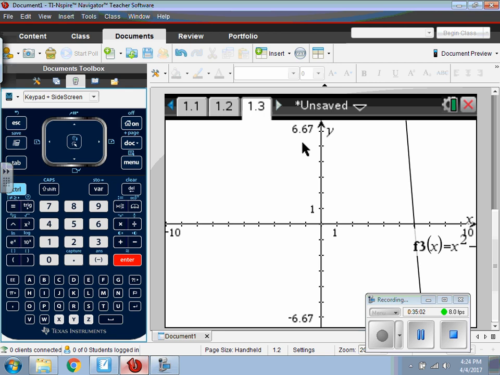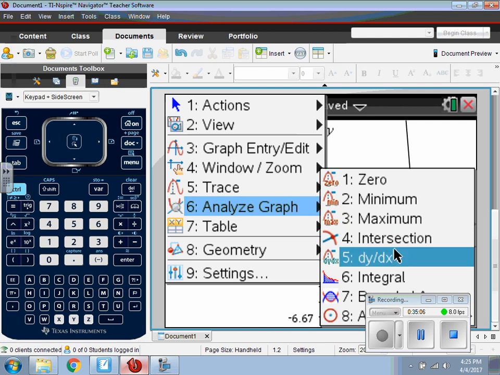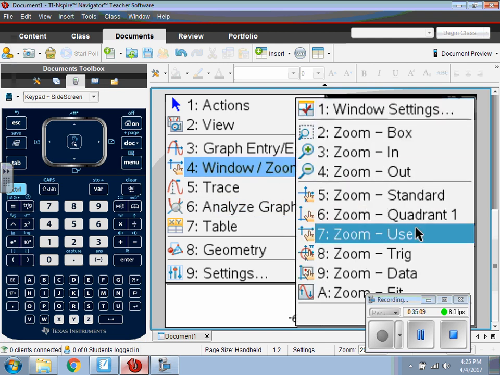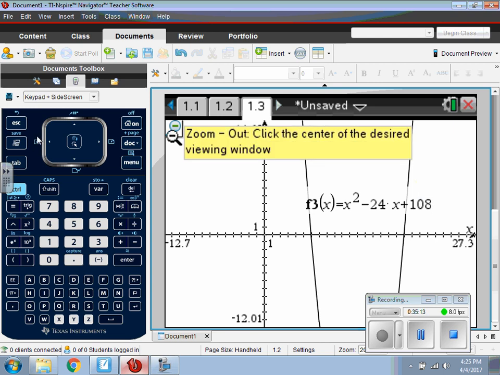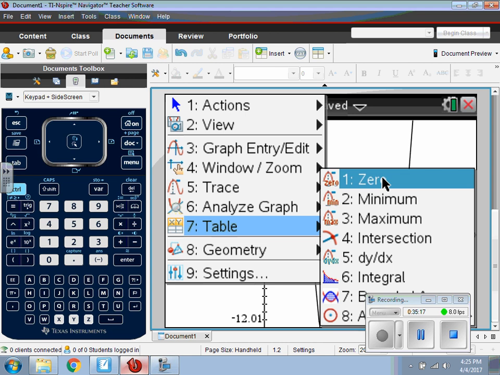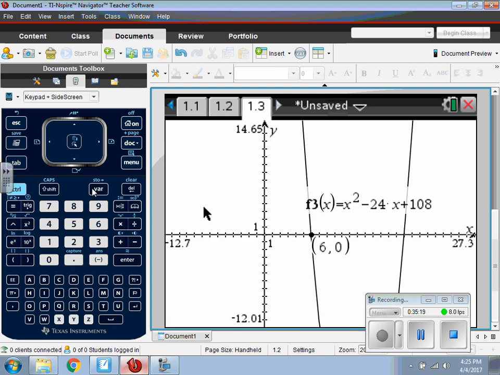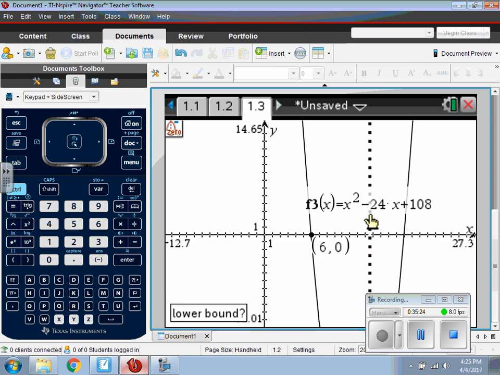That's okay. We can adjust the screen. We can zoom it out. Menu, analyze. Nope. Window zoom. We want to zoom out. There it is right there. We want to know, hey calculator, what are the answers? What are the zeros? One of them is 6. Do it again. Analyze the graph, figure out the other zero. One of them's 18.